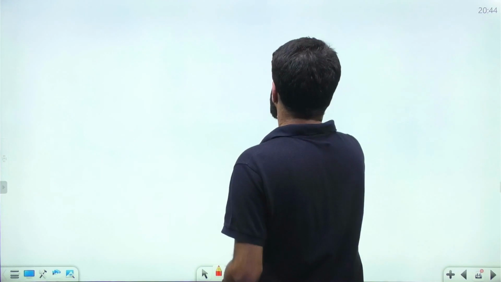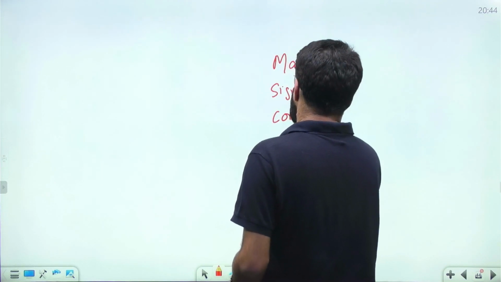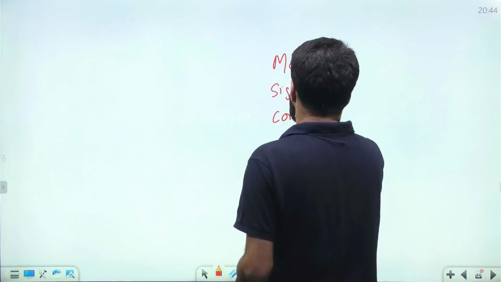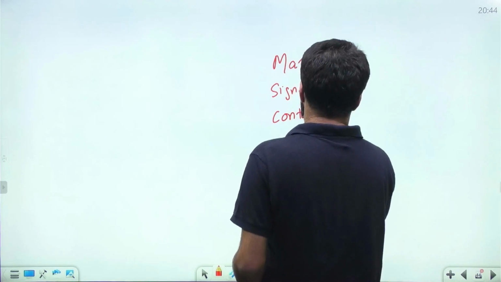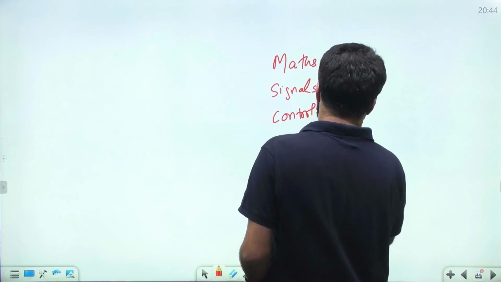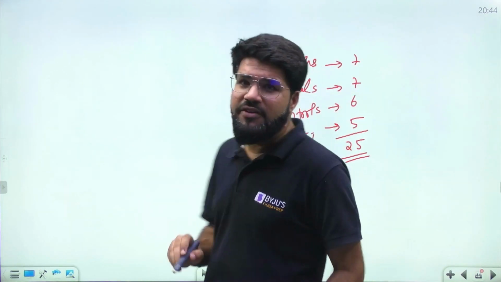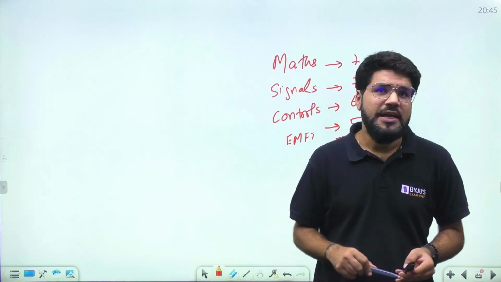We have maths, then we had signals, then we had control, then we had the EMFT. Maths for 7, signals for 7, control I took for 6, EMFT for 5. Just I want to remind you that I have covered 25 marks, and now what about the rest 25 marks?